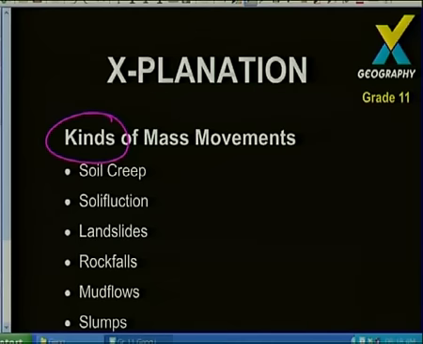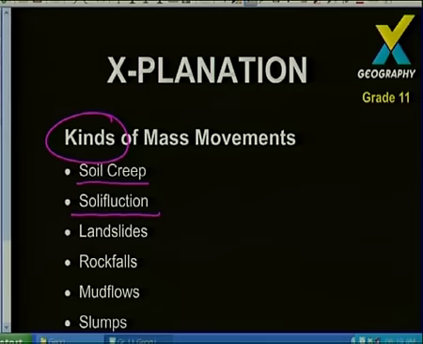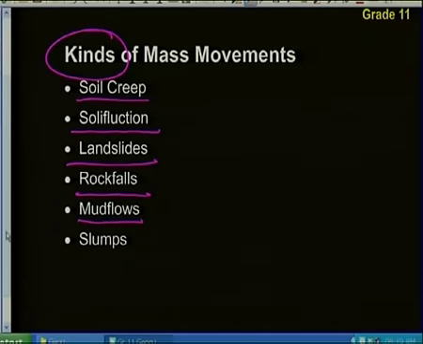Now let's look at the kinds of mass movements. Different types of movements of Earth are described as follows and termed as follows. The types of mass movements that occur generally around the Earth are referred to as follows: soil creep, solifluction, landslides, rock falls, mud flows, and slumps.